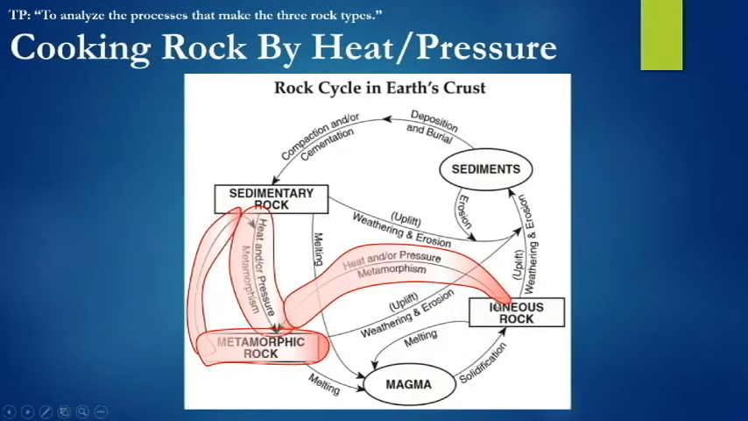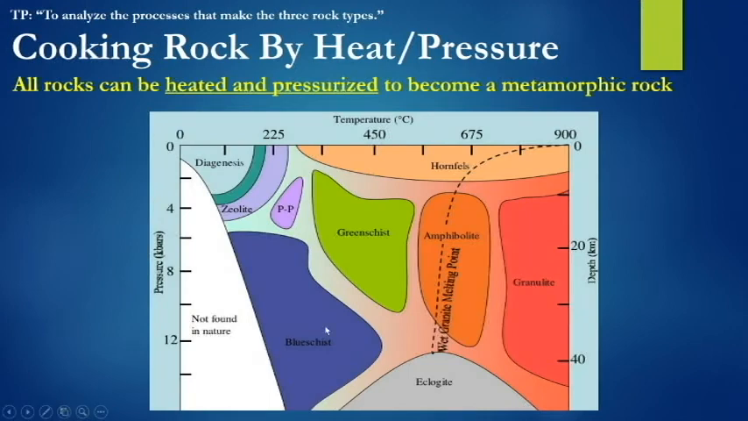The last is metamorphic processes. Heat and pressure is the metamorphic agent. So any rock can undergo that, including metamorphic rocks. Even a metamorphic rock can undergo heat and pressure and become a different metamorphic rock. Okay? So all rocks can be heated and pressurized to become metamorphic rock.